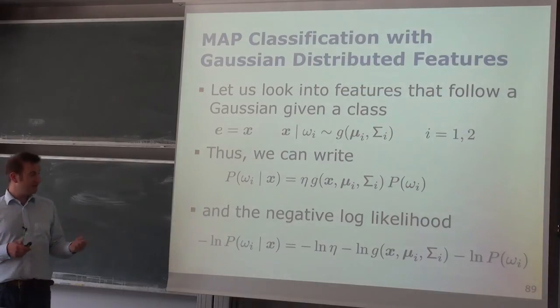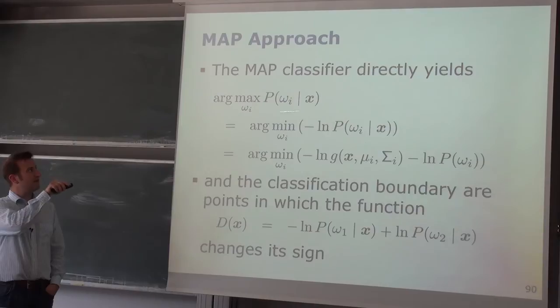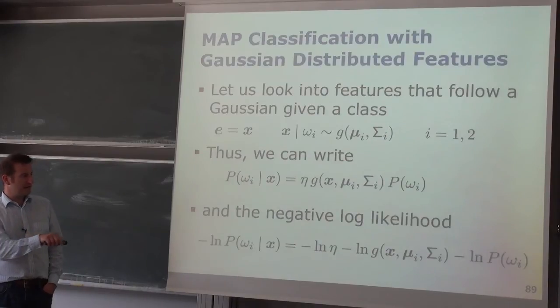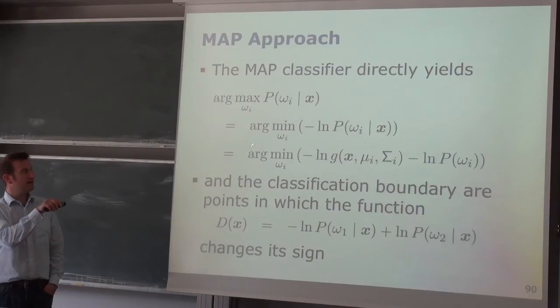As a result of that, the maximum a posteriori approach, where I wanted to maximize this expression over here, is the same as minimizing this expression over here. The normalizer goes away because it is the same over all classes, so I don't need to take it into account. Therefore, I can skip that, and this is the result that I obtain.